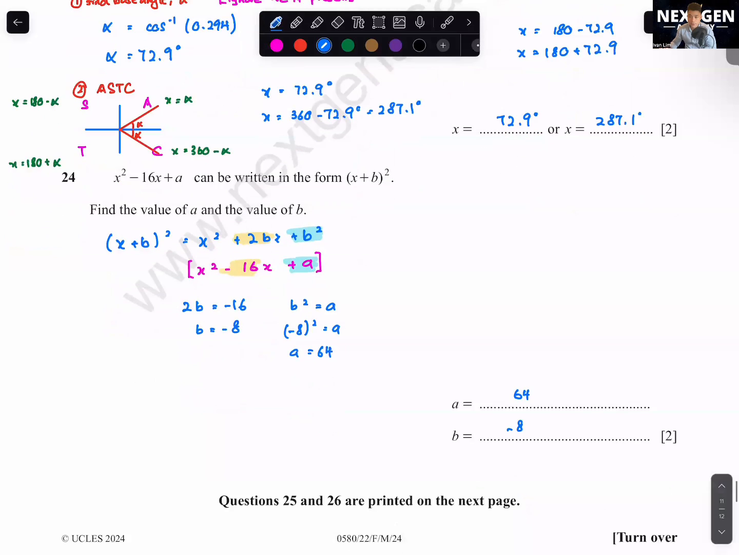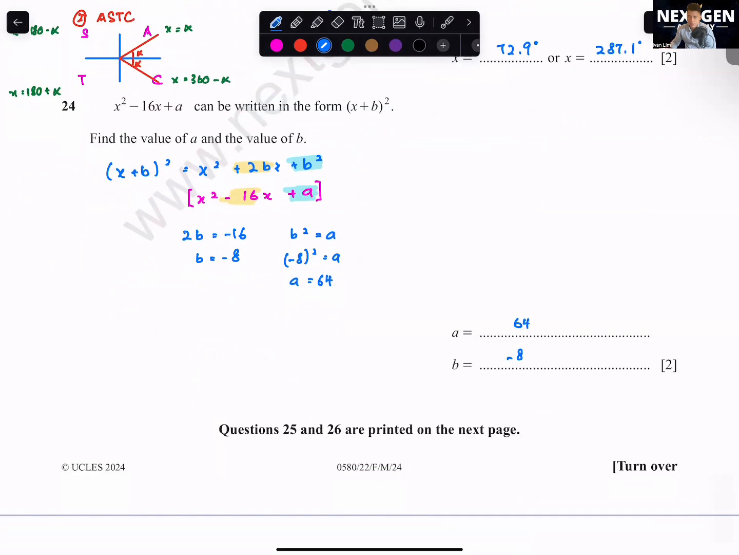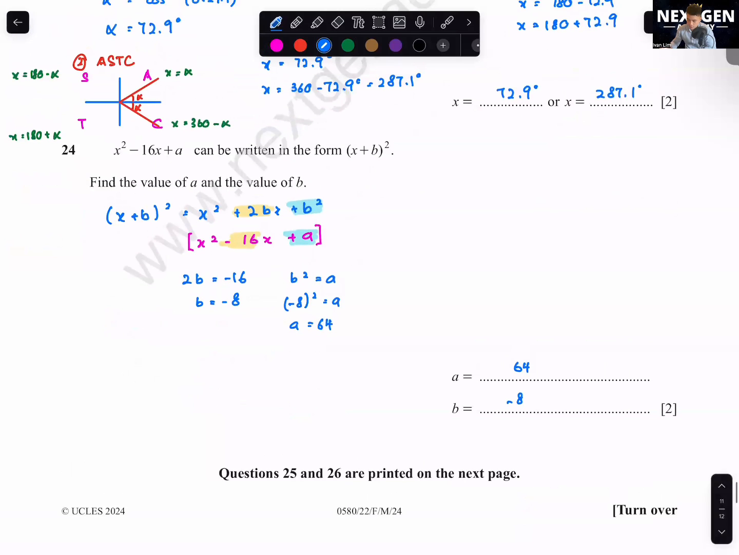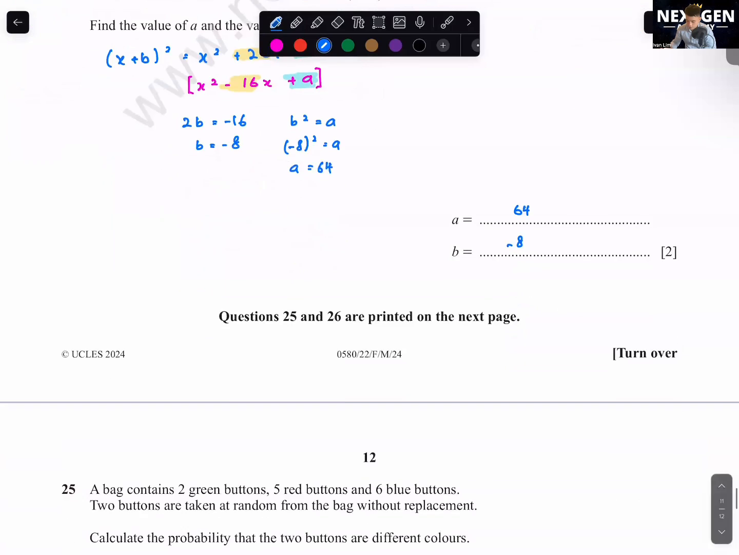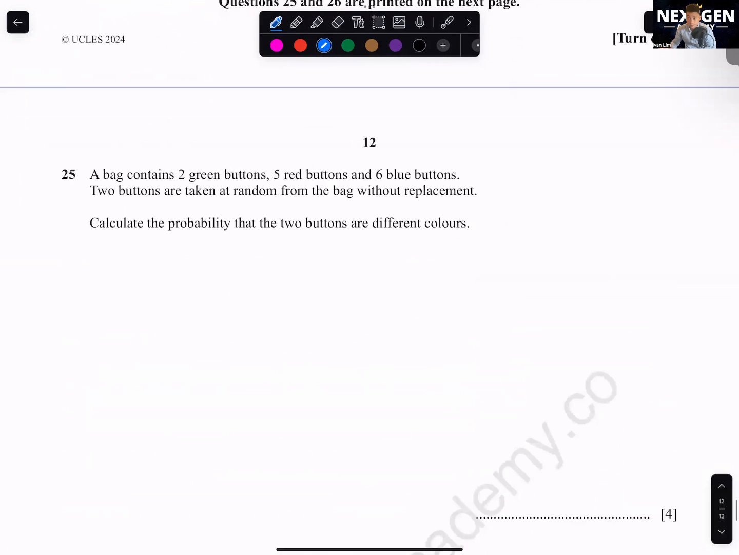Okay, next one. You use a different way but same answer. You use b squared minus 4ac? Or completing the square, is it? Whichever way that is easy for you. Just compare it.